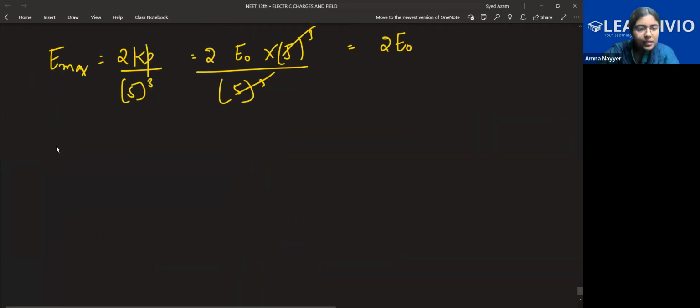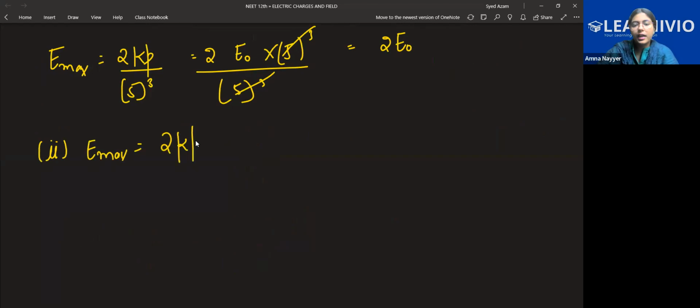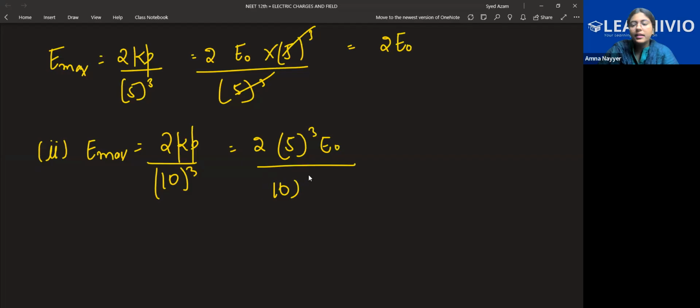See how we'll solve the second part. Look, for the E maximum, you have the formula as 2kp by r cube. Now the radius r is given as 10. So this will become 10 cube. 2kp by r cube, right? Now your kp's value is what? 5 to the power 3 E naught divided by 10 to the power 3.